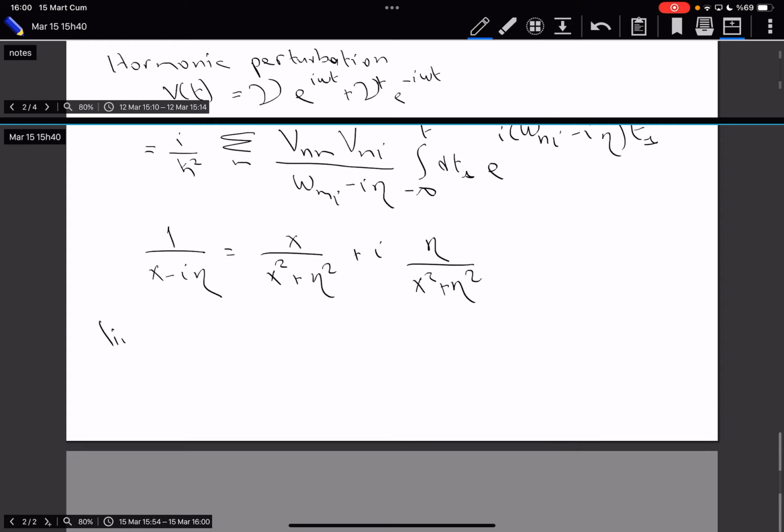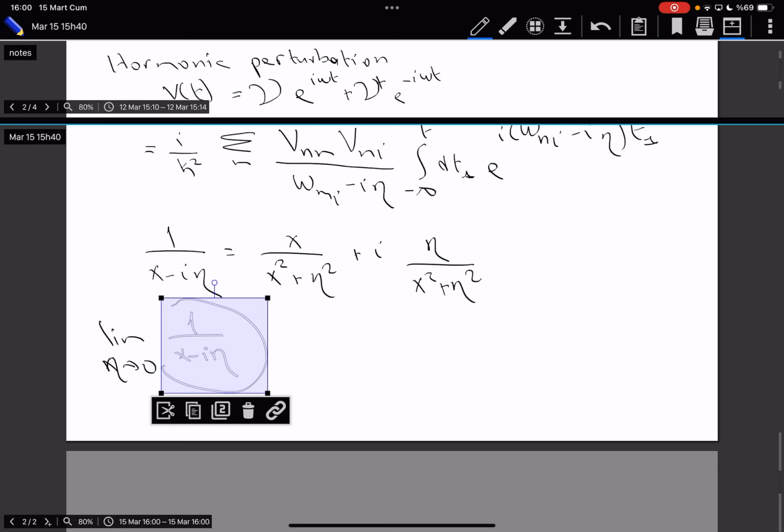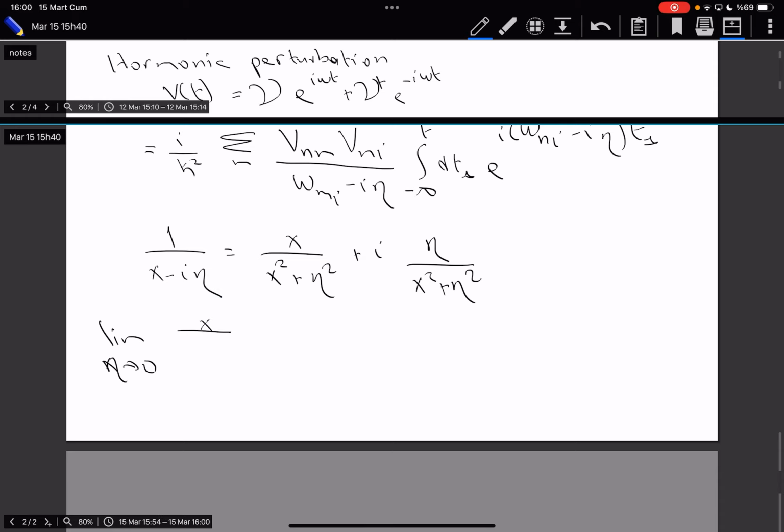Now, limit as eta goes to 0 of 1 over x minus i eta. Remember, let me write it in this form: x over x squared plus eta squared is what is called the principal value of 1 over x. That's the definition. And in fact, if you remember on Tuesday, I also used the fact that at some point, the principal value of 1 over 0 is 0, not infinity.